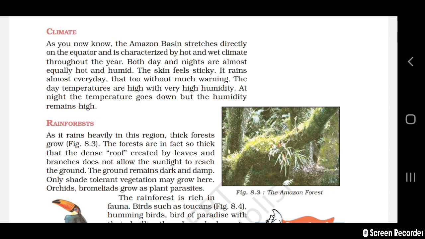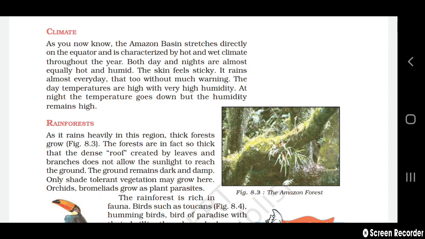It rains almost every day without much warning, in the Amazon Basin. The day temperature is high with very high humidity, and at night the temperature goes down, but the humidity remains high. It does not come down.